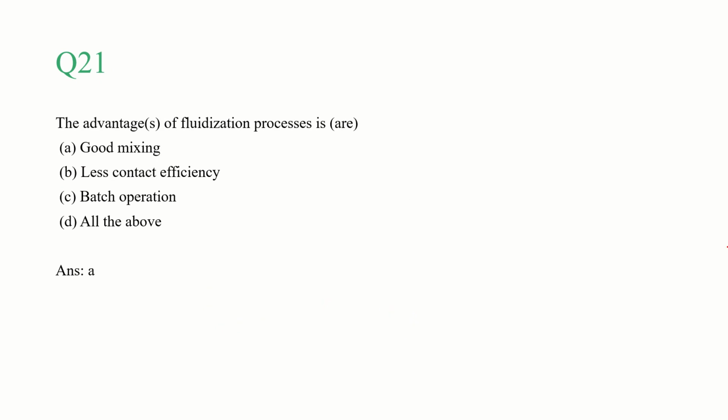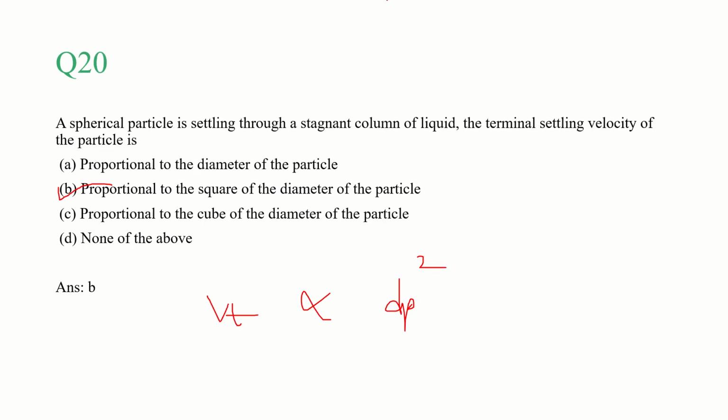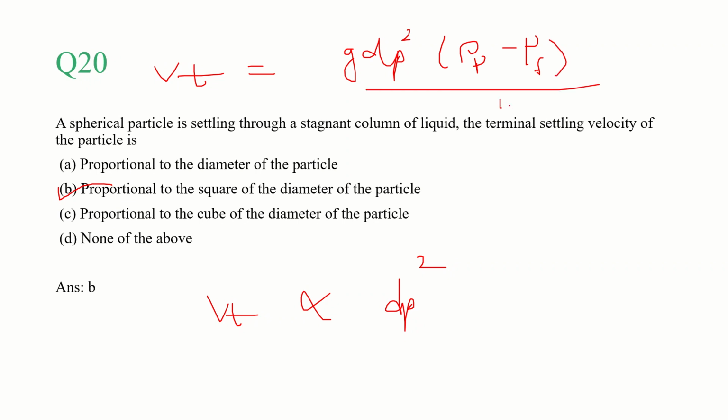Advantages of fluidization process are. So this is basically coming back to the original thing. What are the advantages associated with the fluidization process? Just a minute. Actually, the answer for the previous one is Vt equals dp square (rho P minus rho F) g over 18 mu. So actually it is proportional to dp square. So the answer is option B.